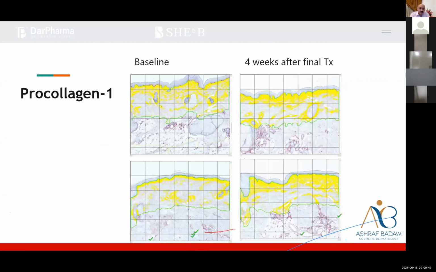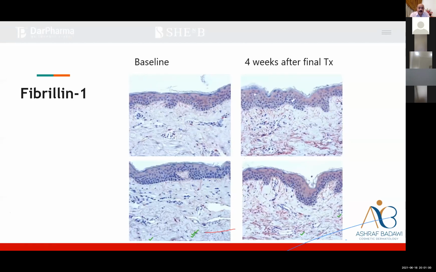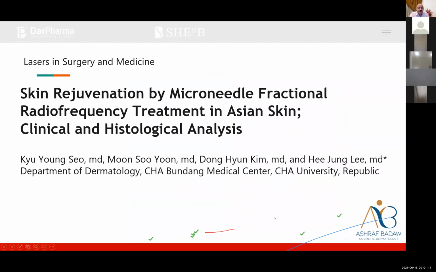So this is showing, in the same study, the procollagen before and after. Before and 4 weeks after the final treatment, we can see the significant increase in the procollagen 1, and this is in the fibrillin 1, and also this is the baseline, and this is 4 weeks after the final treatment, and this is another patient, and we can see the increase in the amount.